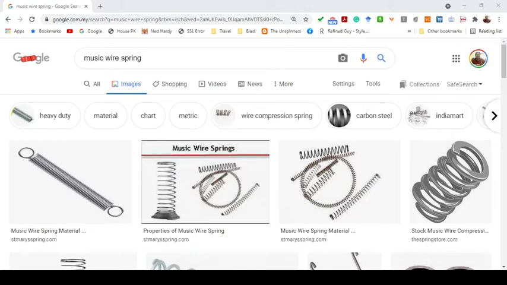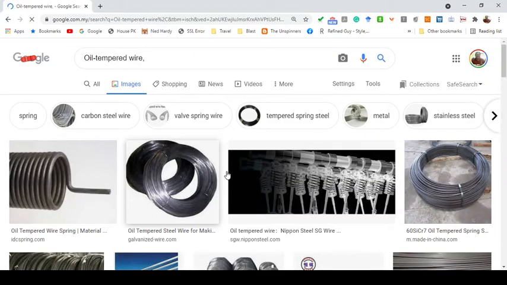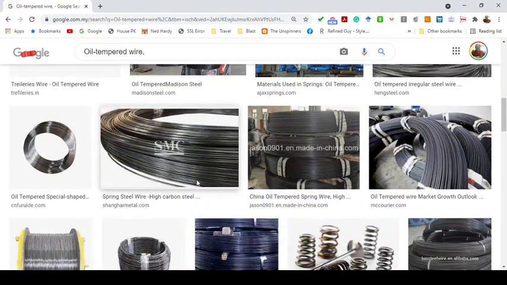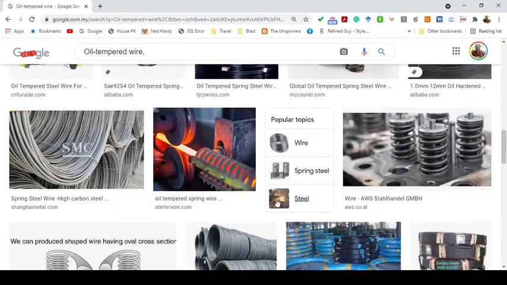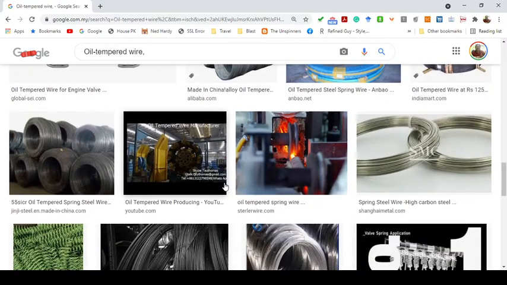How about the oil tempered wire? This is the oil tempered wire, meaning that it has oil embedded in it. The reason is to make it harder and stronger, so it can be used in better applications. Because oil is a liquid, it can be absorbed in the structure of the wire.